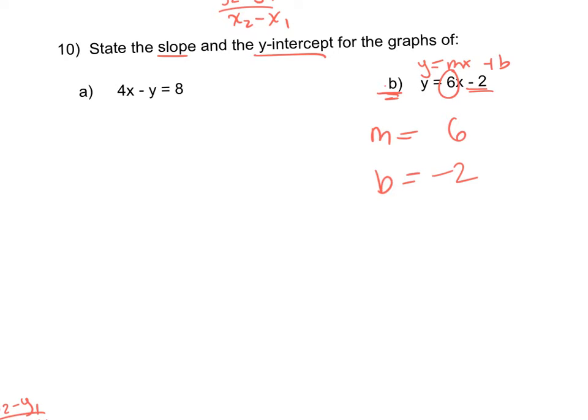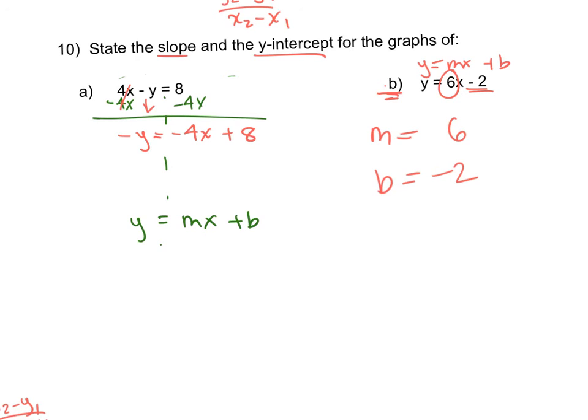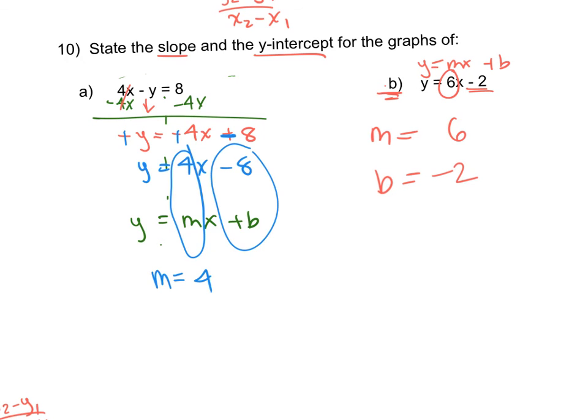Letter a is extra credit because it is currently not written in y equals mx plus b. If you notice the equation, the 4x is on the wrong side. So even though this one is extra credit, I'm going to go over it with you just so that you can see how it works. If I wanted to write it in y equals mx plus b format, I would have to subtract 4x to bring it to the other side of the equation. That would leave me negative y equals negative 4x plus 8. But I don't want negative y, I want y. So I just multiply everything by negative 1 and it changes everybody's sign. So now I get y equals 4x minus 8. So m is 4 and b is negative 8.